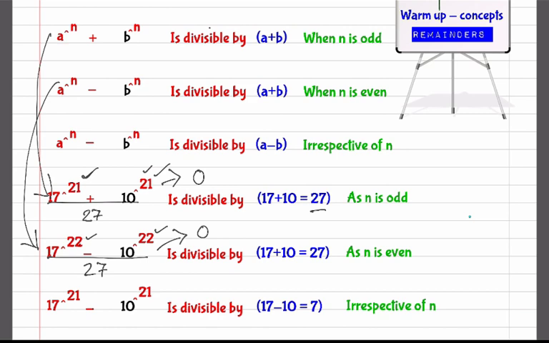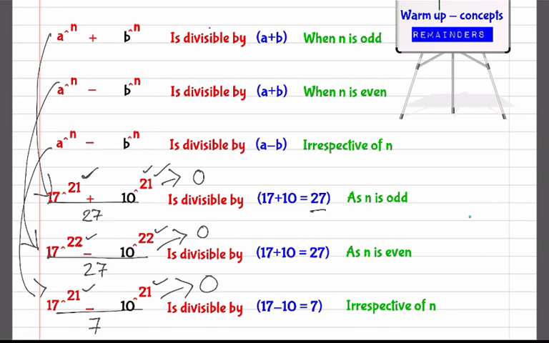Next, and the last property on remainder we'll see is this: a raised to n minus b raised to n is divisible by a minus b irrespective of n. Whether my n is odd or even, it is always divisible by a minus b. So let's see this. 17 raised to 21 minus 10 raised to 21 will be divisible by a minus b, 17 minus 10, 7, irrespective of n. Even if n was even or odd, it will always be divisible. So the remainder for this will be 0. Just remember a few properties related to remainder as well. You can get direct questions on this, and if you know the property, you will get the answer in minutes.